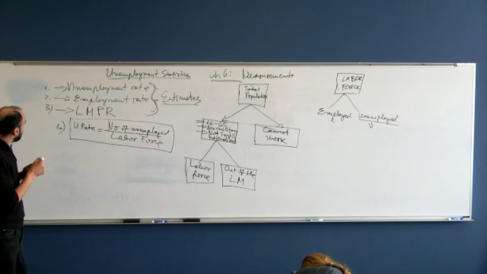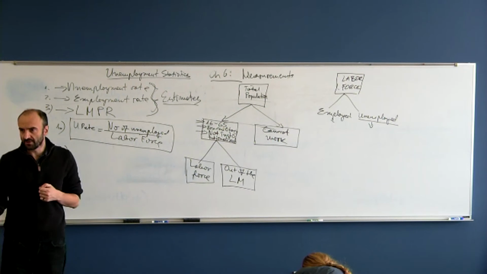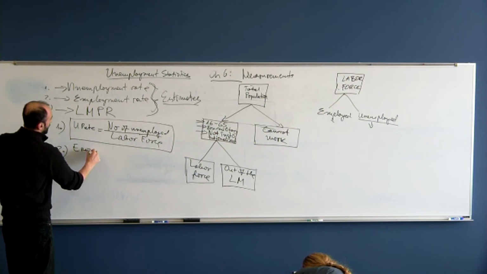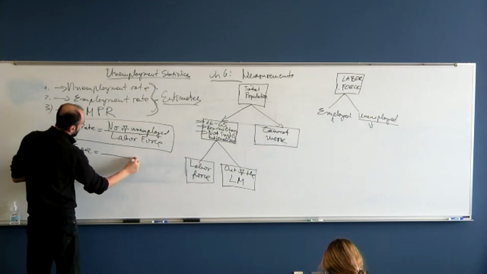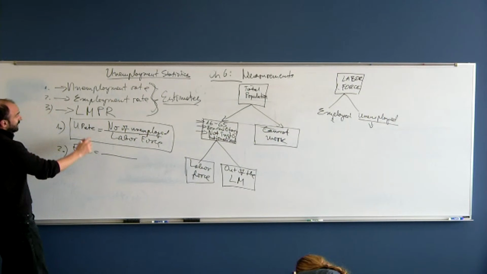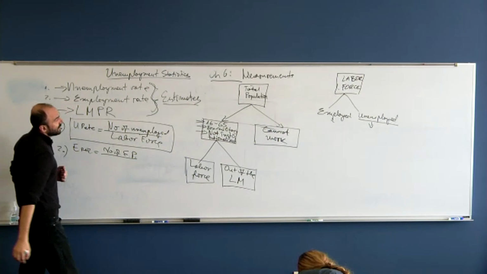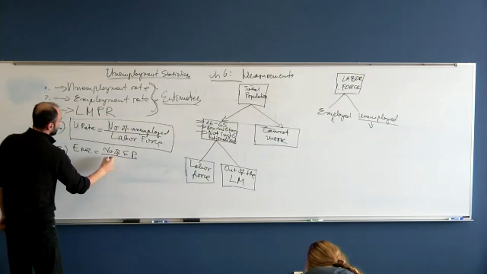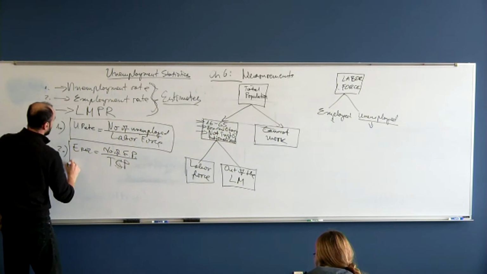Employment rate is the second one. And you might think that it's logical to say, okay, then employment rate would be the number of employed people divided by labor force. No, that's not correct. The employment rate is the number of employed people divided by this, by total civil population. Okay, available. So that's an important distinction here.